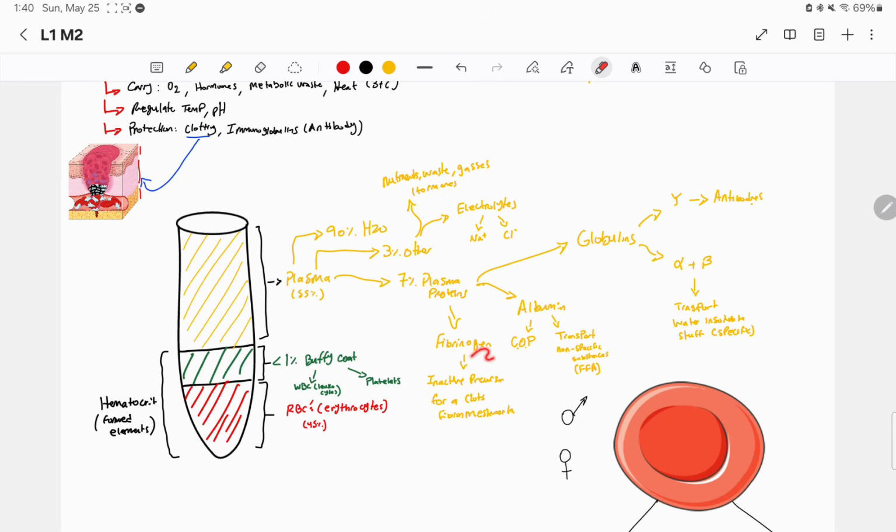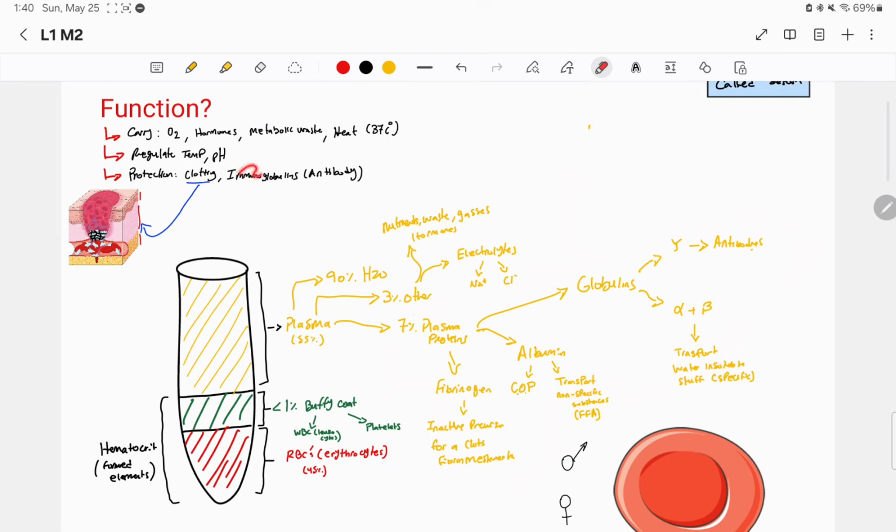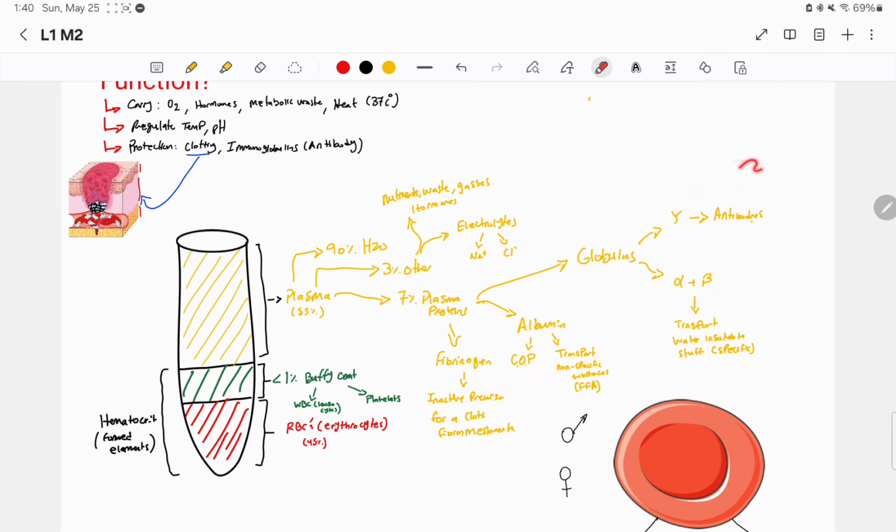But these proteins also play a role in buffering any pH changes. So if the pH, for example, becomes very acidic, these proteins can lower that acidity and make it more basic again, bringing it back to that range we were talking about of 7.35 to 7.45. So they're pretty important in these kinds of functions. Of course, they're not the only thing that contributes to pH, but they're one of the things that do.